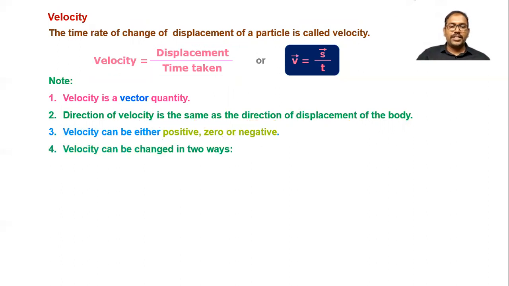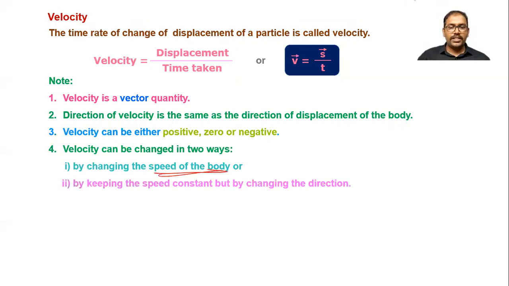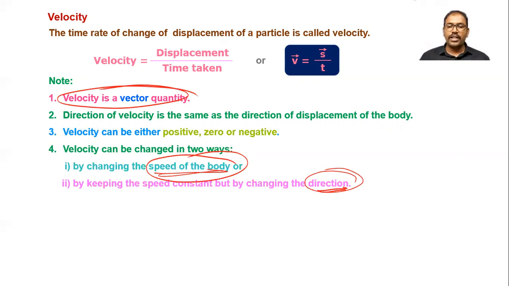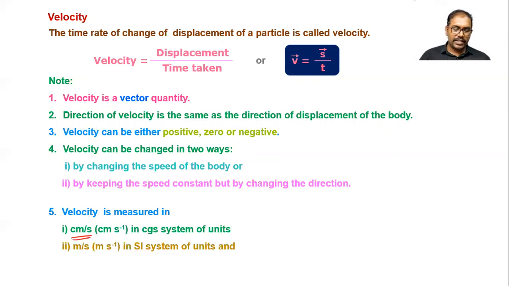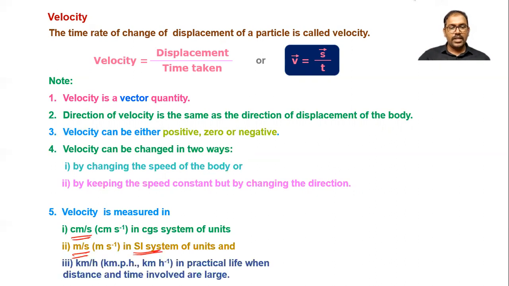Velocity can be changed in two ways: by changing the speed of the body, or by keeping speed constant but changing direction. So by changing magnitude or by changing direction. Since velocity is a vector quantity, it changes when magnitude changes or direction changes. The magnitude of velocity is called speed. Velocity is measured in centimeter per second in CGS and meter per second in the SI system, or generally used unit kilometer per hour.